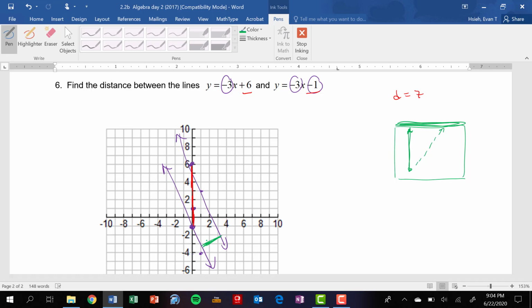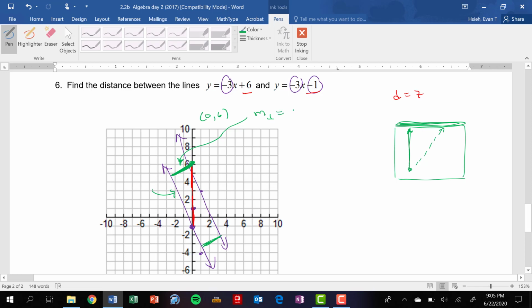The easiest way to do this is to pick a point that is convenient. I'm going to pick this point right here because I already know what that point is. It's 0, 6. And I'm going to find this distance from here to here. The nice thing here is I already know the equation of this line, and I can pretty easily find the equation of the perpendicular line between these 2 lines. It's going to have a slope that's the opposite reciprocal, so the slope's going to be positive 1/3.